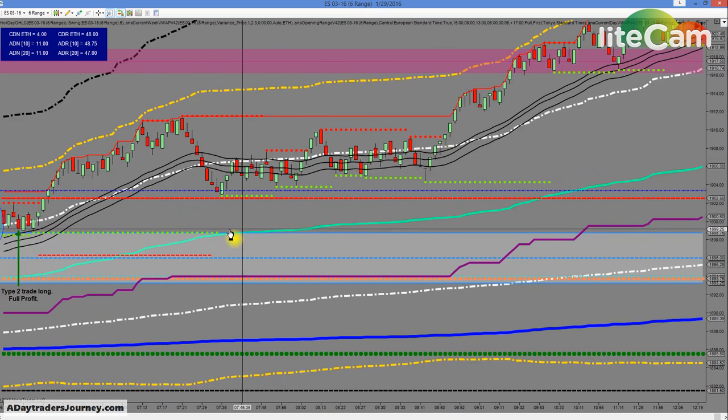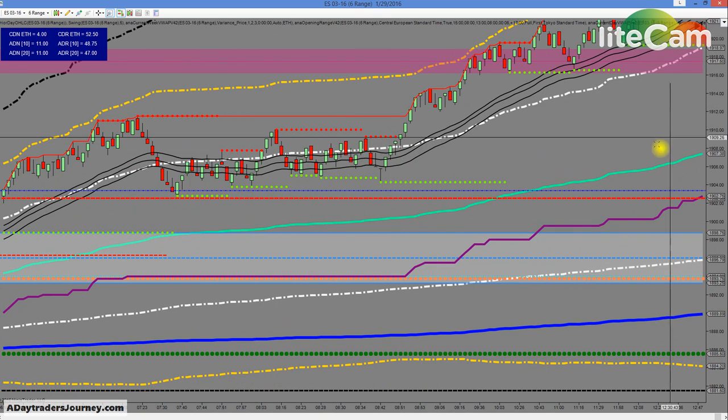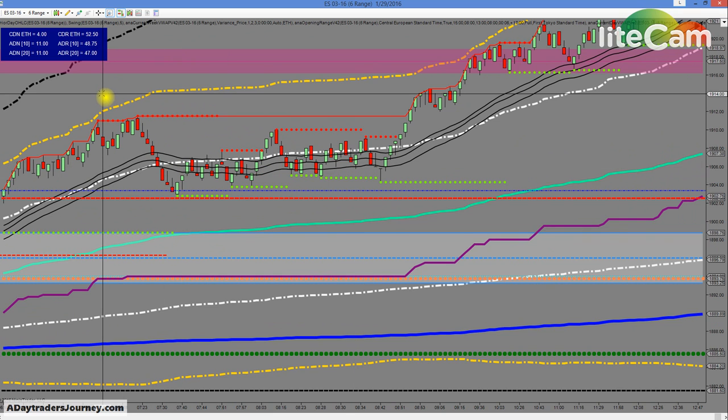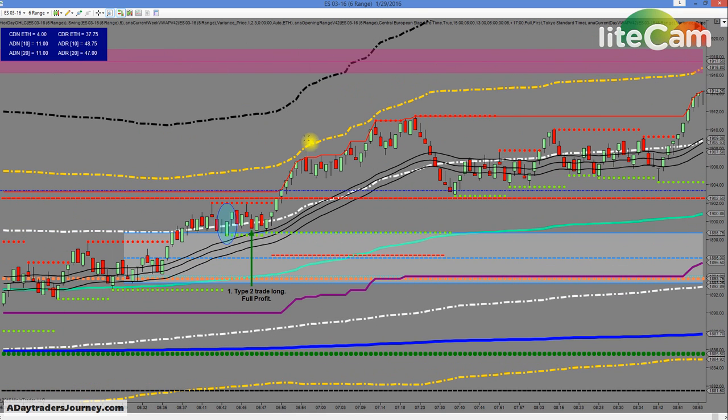That got me into here getting long, and that worked out. So the rest of the day, you can see prices kept on going up and up and up, but again, I wasn't too greedy. I was happy to get a full target on the first trade, and that was it for the day.